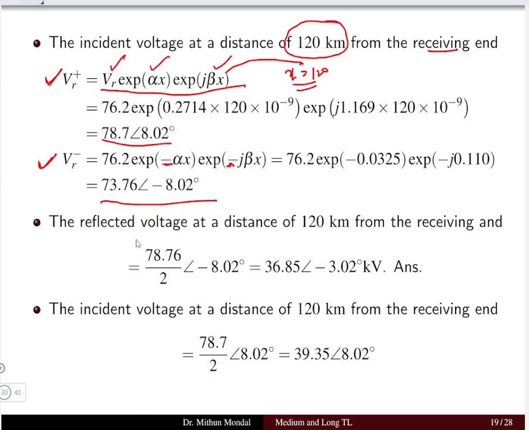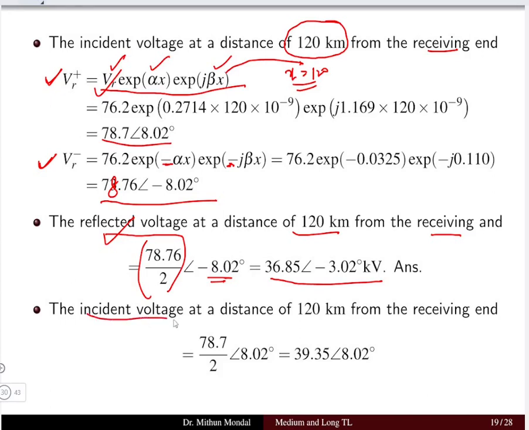Then we will get the reflected voltage at a distance of 120 kilometer from the receiving end, which is 78.76 by 2 angle minus 8.0. This is the reflected voltage. This is the incident voltage. So we will get 36.85 angle minus 3.02 kilovolt.